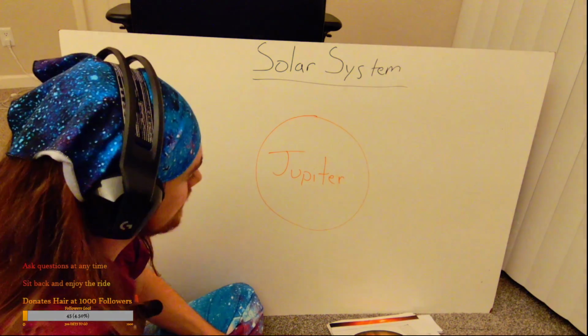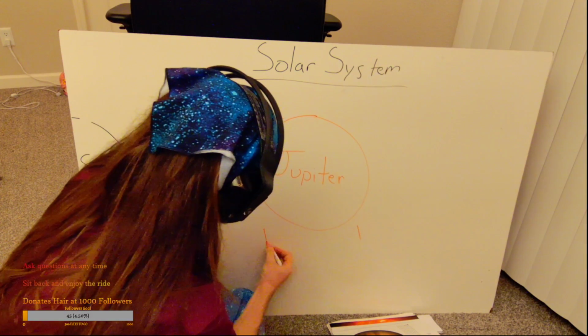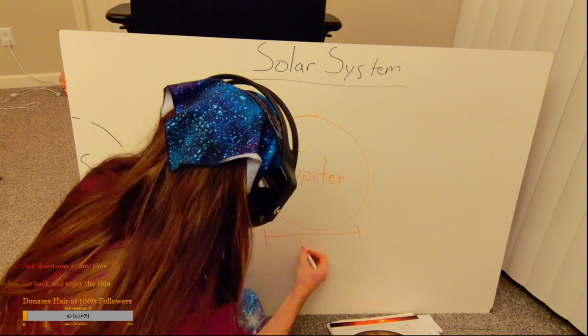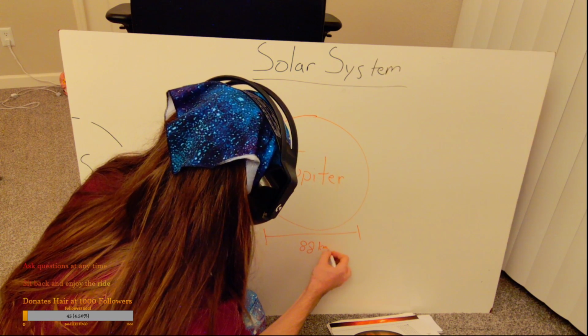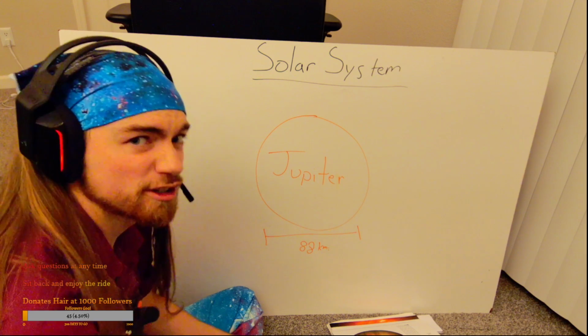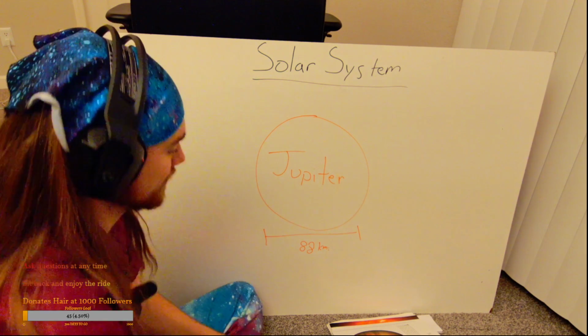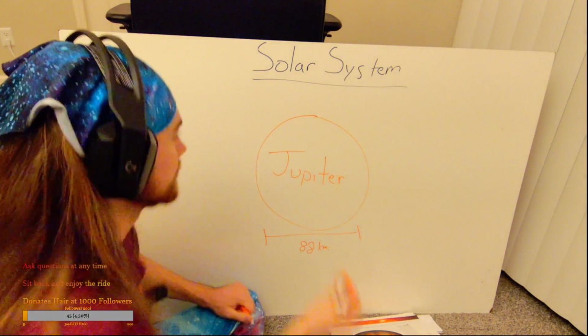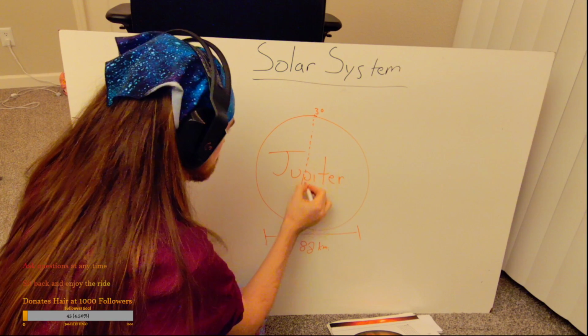So the king of the planets here has a diameter of about 88,000 miles. So over 10 times Earth. Big boy. It's a pretty big boy. He has a tilt of 3 degrees. So if you want to count that as anything, sure.